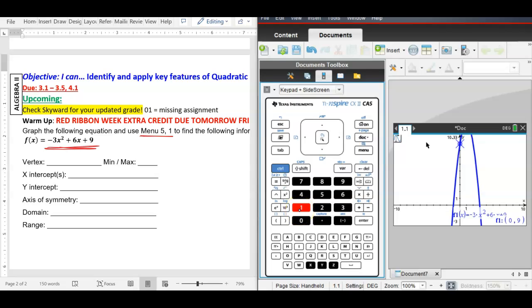Now, when you hit menu 5.1, it's going to pop up with this point, and if I go left and right, it tells me this is the what? The y-intercept. It's going to tell you what it is, y-intercept. And at the bottom, it is 0, 9. So we can put that for the y-intercept.